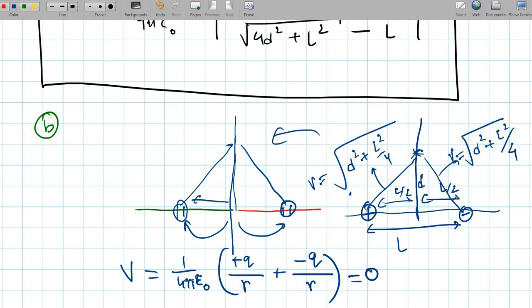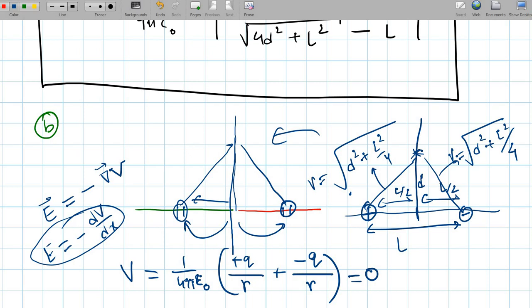Okay. Now, let me ask you a question. How can the field be non-zero if the potential is 0? Because after all, the electric field is the negative derivative, in this case the negative gradient, of the potential. In the one-dimensional case, E is going to be negative dV/dx, or dV/dy, depending on along which line you're trying to take the derivative. So if this is true, and the potential is 0 on this line, if you differentiate 0, you get a 0. So how can the electric field be non-zero?